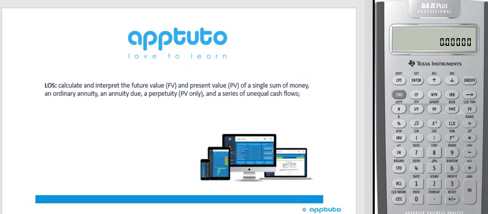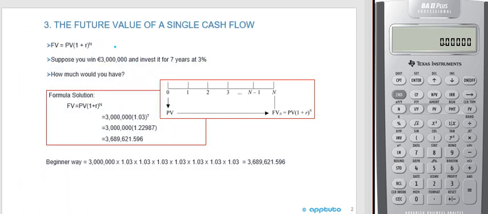Okay, this LOS is calculate and interpret the future value and present value of a single sum of money, an ordinary annuity, annuity due, a perpetuity, and a series of unequal cash flows. So this is perhaps one of the longest videos for an LOS. I have about 28 slides because this is time value of money 101. So there's some basics with regards to the algebra, and there's some learnings that we need to do with the calculator. So the first part is the future value of a single cash flow.